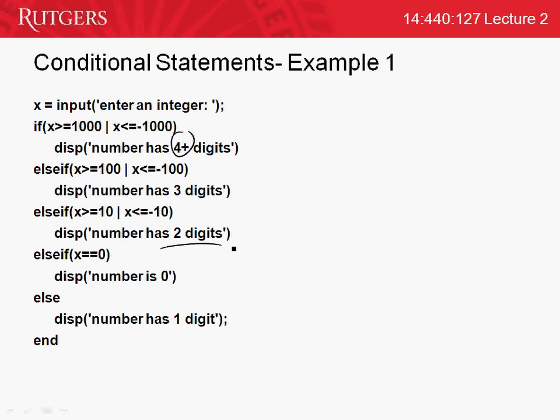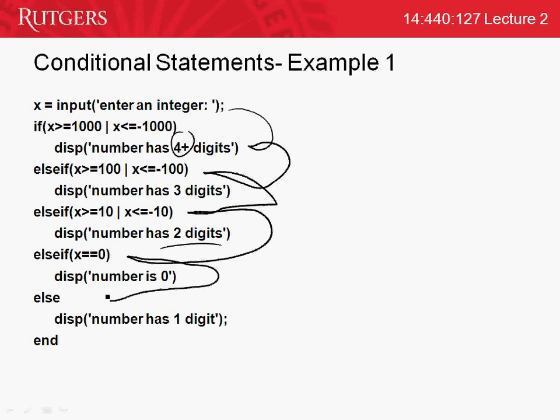So you'll notice there's one trick here. If we get here, they don't have 4 or more digits. They don't have 3 digits. They don't have 2 digits. And the number's not 0. Then, logically, the number must have 1 digit. So we don't even have to test. We can just say else. If we get all the way down here, we know it must have 1 digit. So we display that the number has 1 digit.